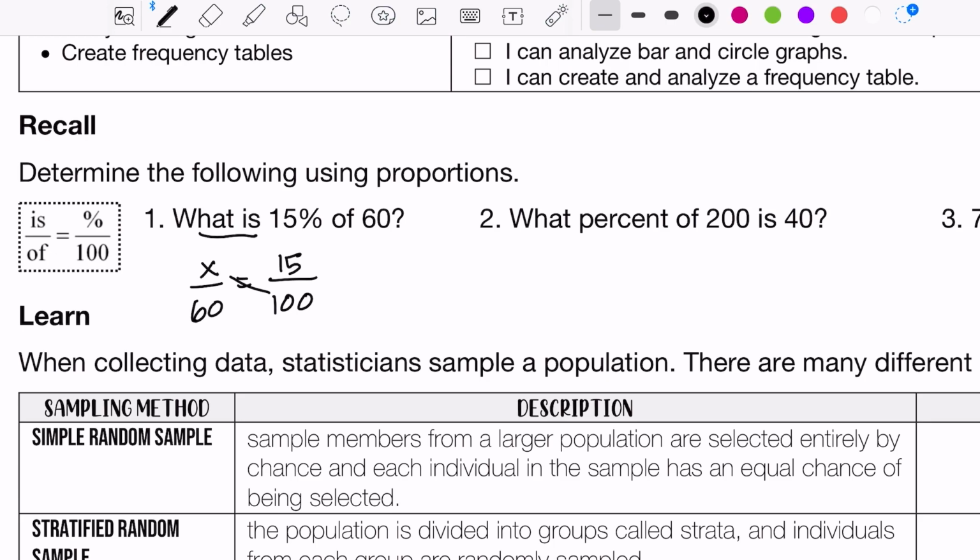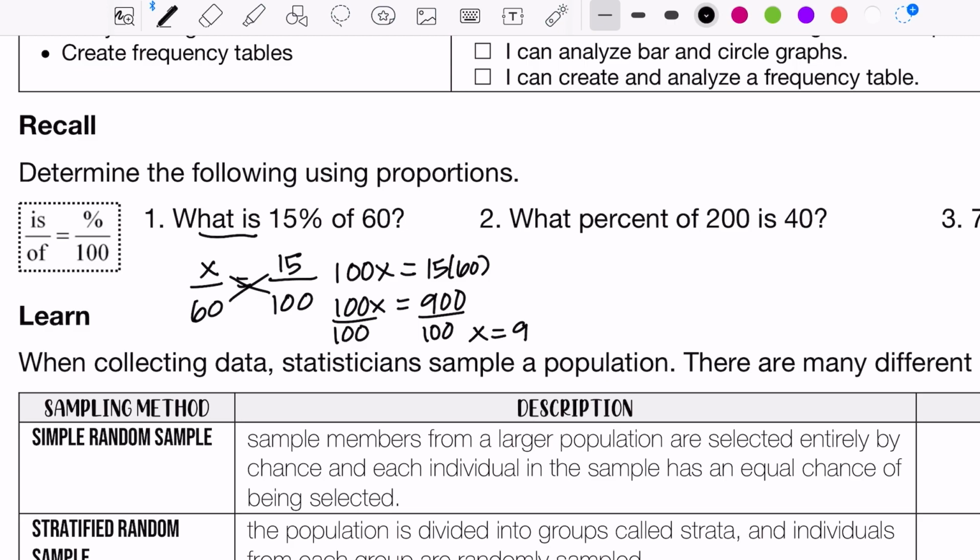So we can cross multiply, so that's going to be 100x equals 15 times 60. 15 times 60 is 900. And then to get the x by itself, we're going to divide by 100. So we get x equals 9. So 9 is 15% of 60.